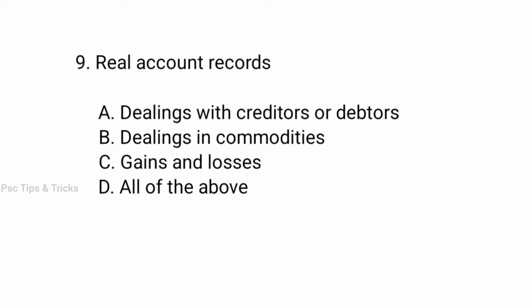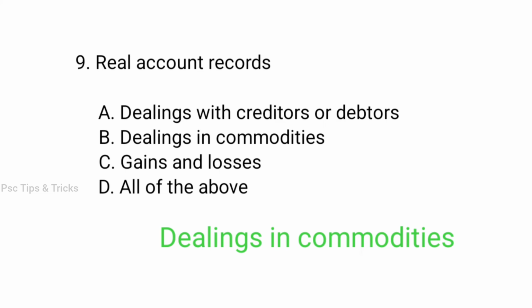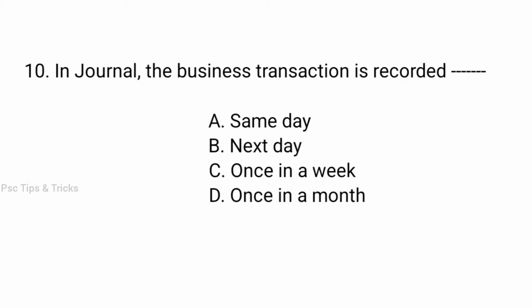Real account records dealing with creditors or debtors, dealing in commodities, gains and losses, all of the above. Answer: option B, dealings in commodities. Real account records dealings in commodities. In journal, the business transaction is recorded same day, next day, once in a week, once in a month. Answer: option A, same day. In the journal, the business transaction is recorded the same day.